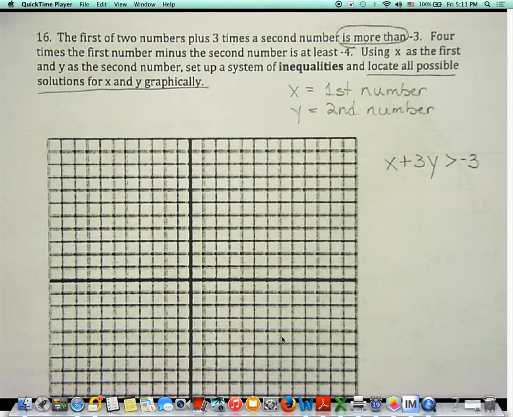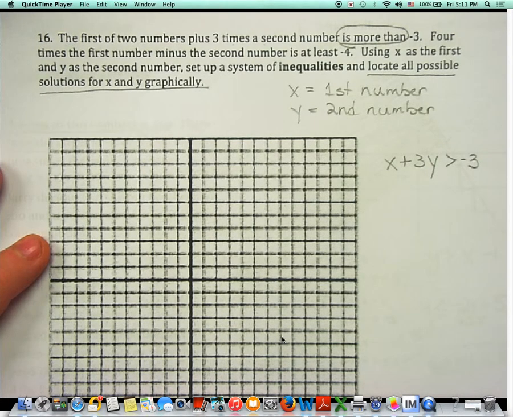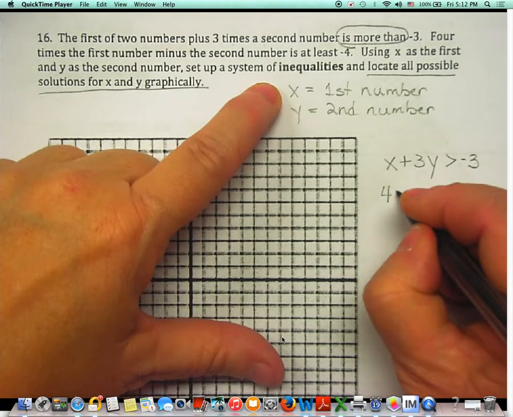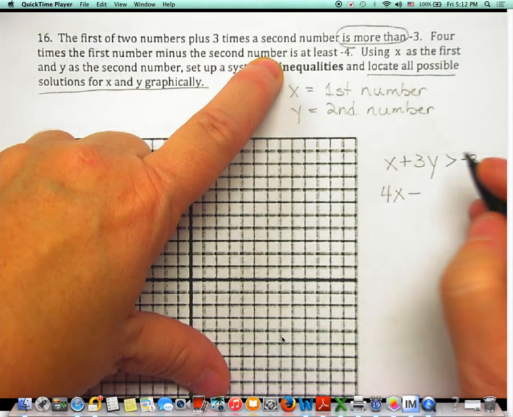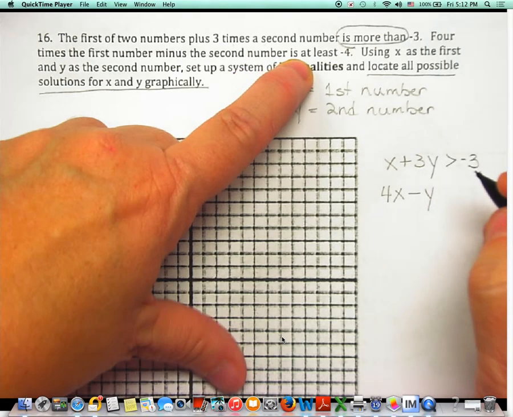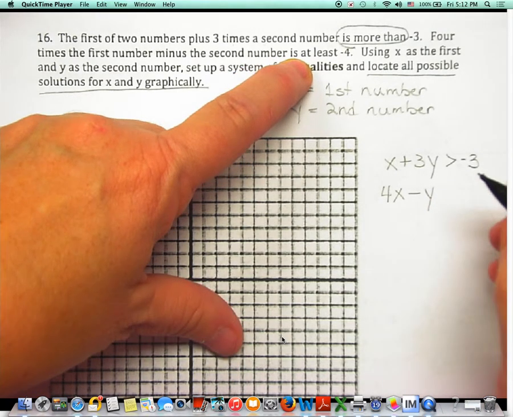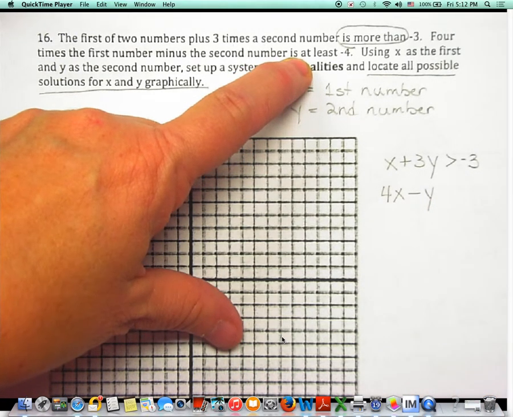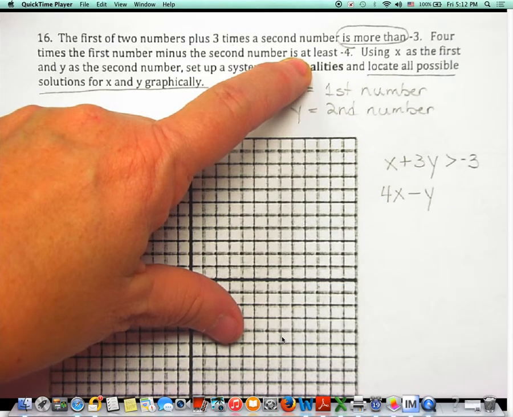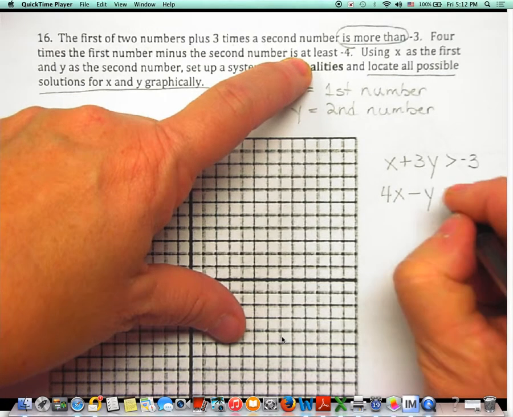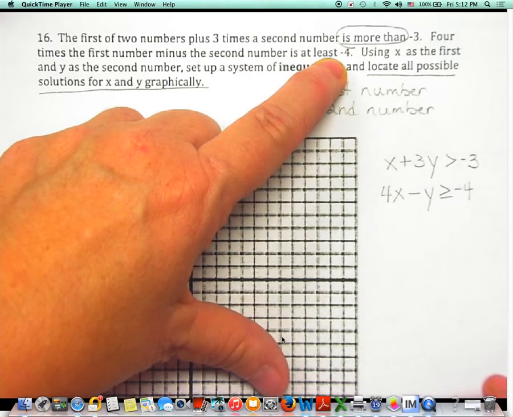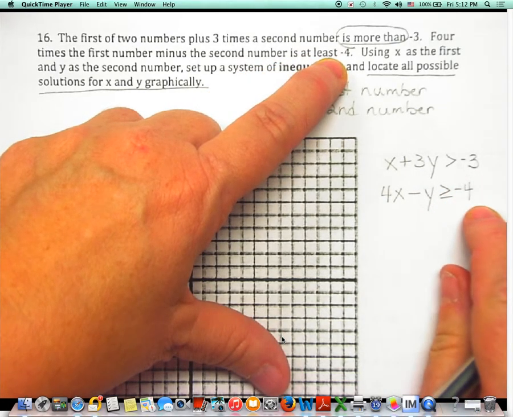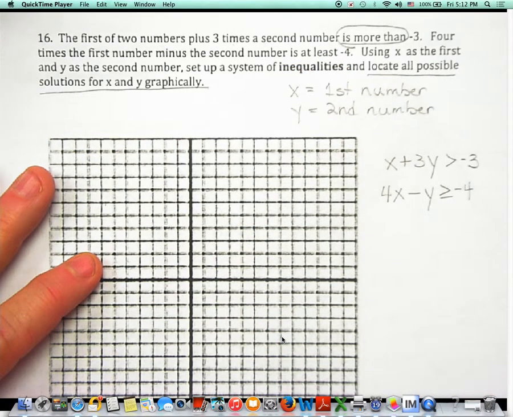Then the next equation says 4 times the first number. So that would be 4 times x, minus the second number, which is y, is at least negative 4. So that means it has to be negative 4 or more, or greater than negative 4. It can't be less than negative 4. So this would be greater than or equal to negative 4. It can be negative 4, and it can be anything above negative 4. Right, then we have to graph these.